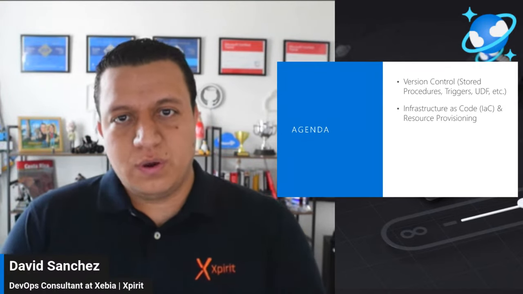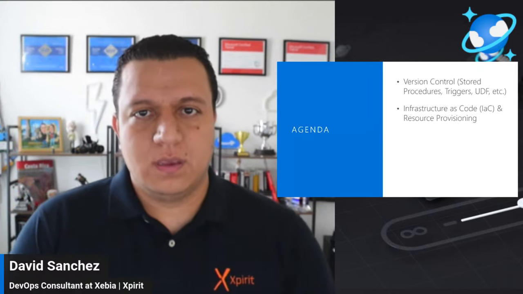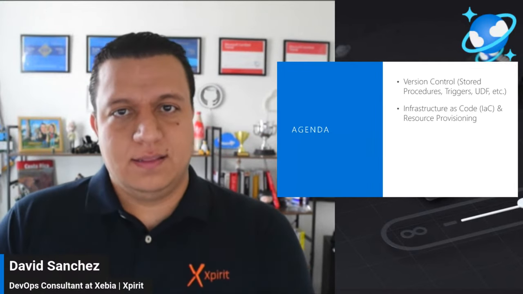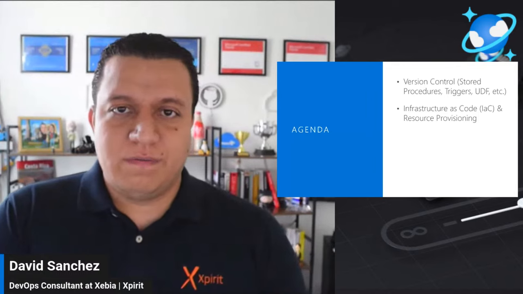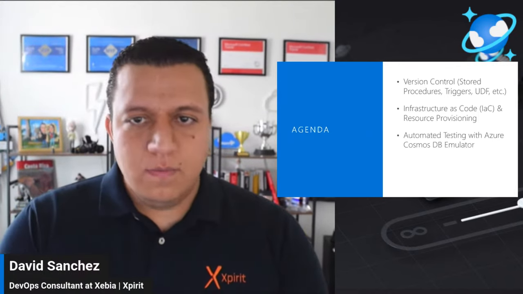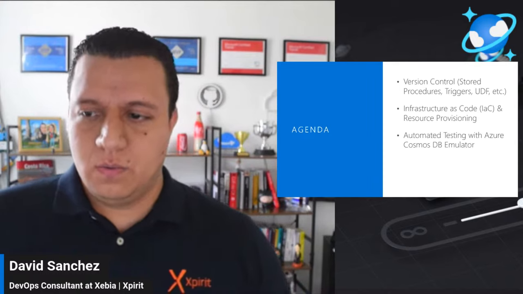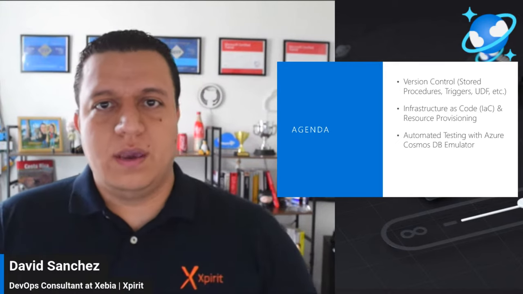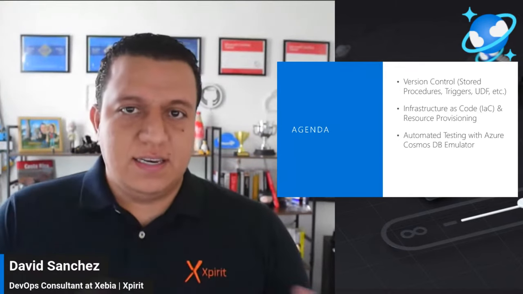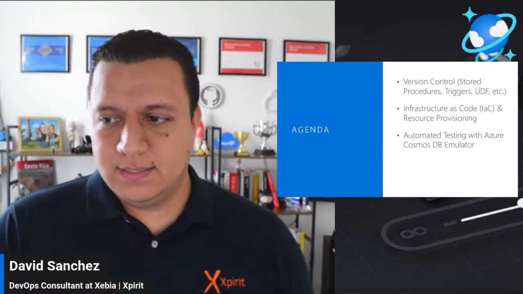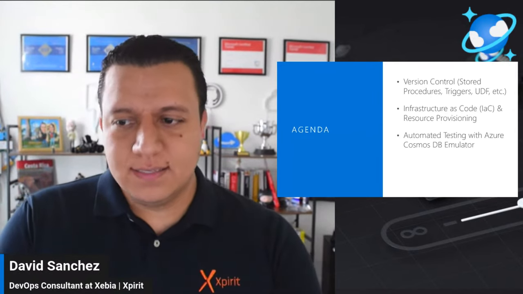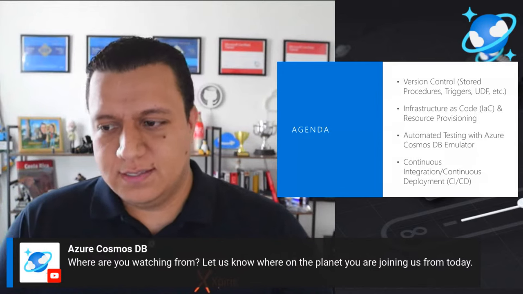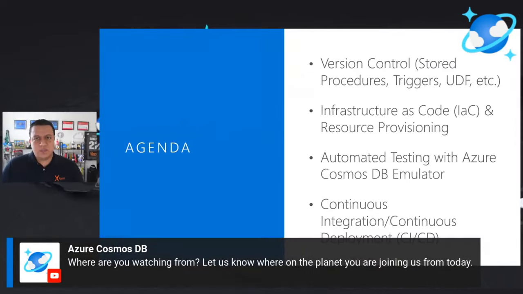The other part is infrastructure as code. Basically, it's how to deploy the Cosmos DB resources in an automated way with, in this case, ARM templates. But the same practice can be applied with Terraform or Bicep. The other is automated testing with the Cosmos DB emulator. This is a great tool if we don't want to deploy an Azure Cosmos DB service and just do some local testing. So that's the other way of how to automate this testing.